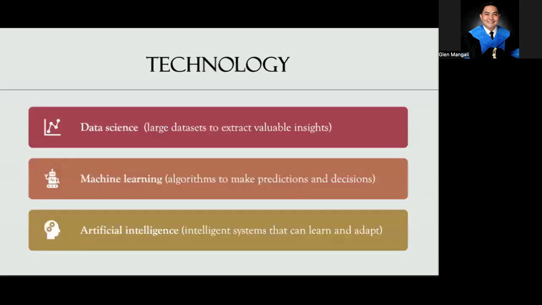And if your discipline is in technology, you can use that in data science, like analyzing large data sets to extract valuable insights. Or it could be on machine learning, like developing algorithms in order to make predictions and decisions. And if you are working on artificial intelligence, you can use that in creating intelligent system that can learn and adapt.